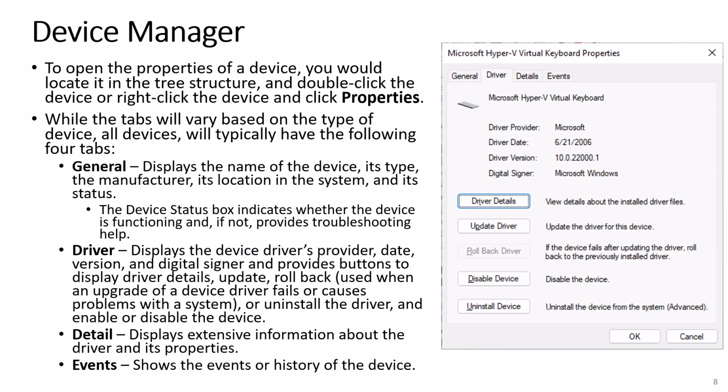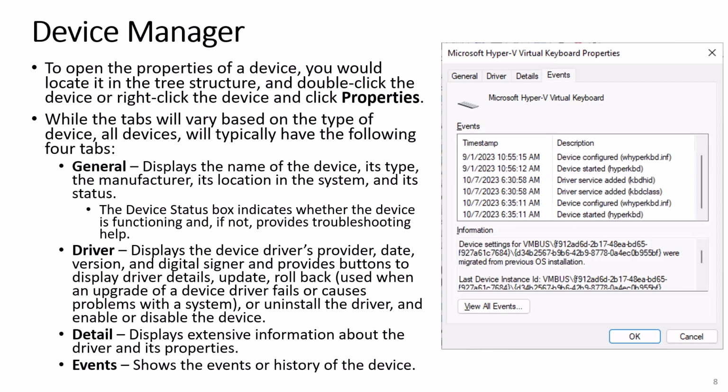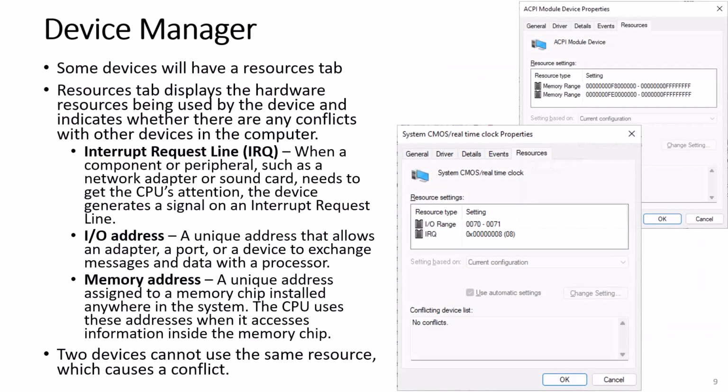The Driver tab displays the device drivers, provider, date, version, and digital signer, and provides buttons to display driver details, update, roll back, which is used when an upgrade of a device fails or causes problems with the system, uninstall the driver, and enable or disable the device. The Details tab displays extensive information about the driver and its properties. The Events tab shows the events or history of the device. Some devices will have a Resources tab.